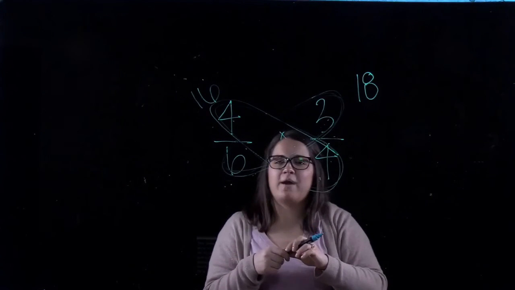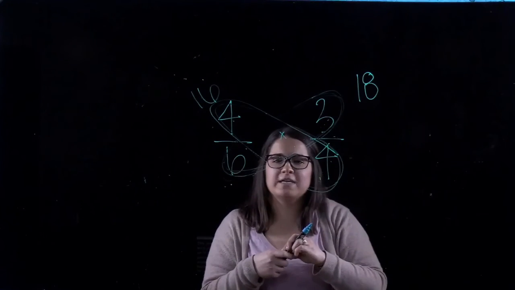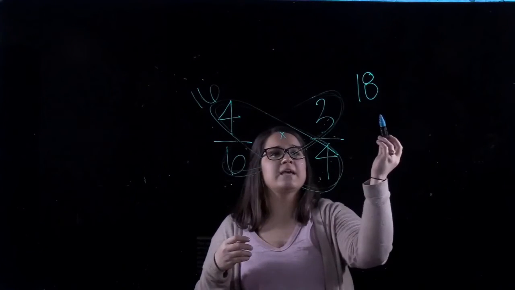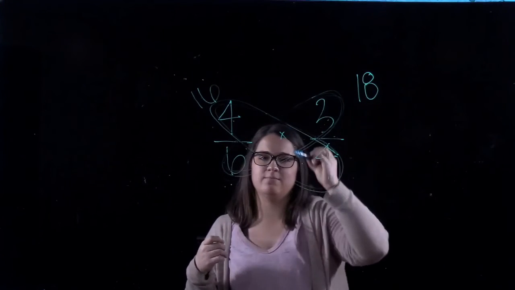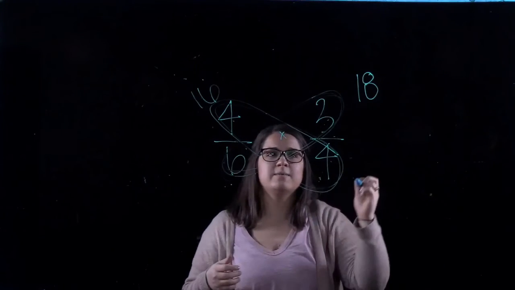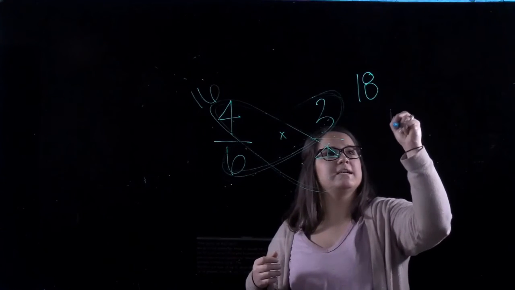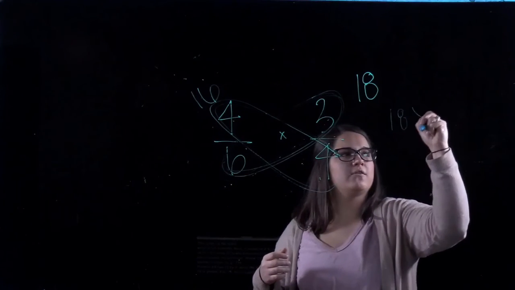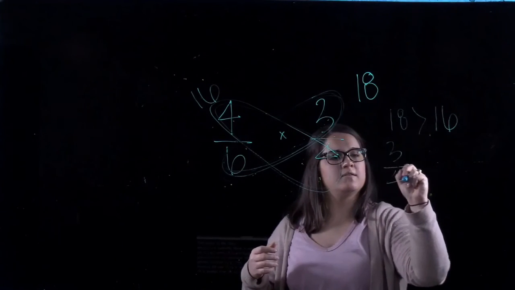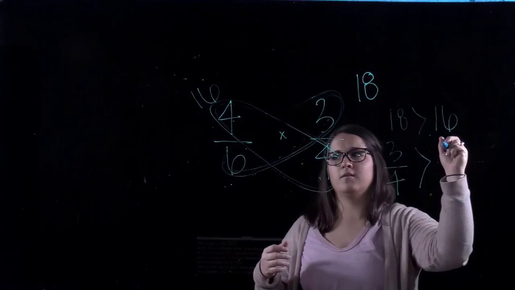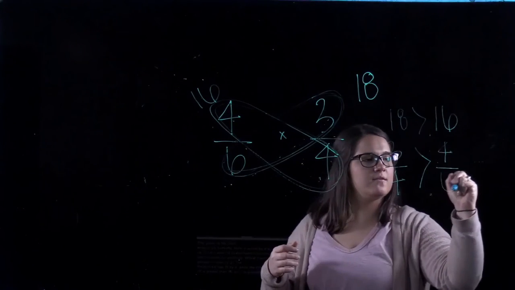Finally, we just compare our products. Which fraction has the greater number by it? In this case, 3/4 has 18 by it and 4/6 has 16 by it. So this means that 18 is greater than 16 and 3/4 is greater than 4/6.